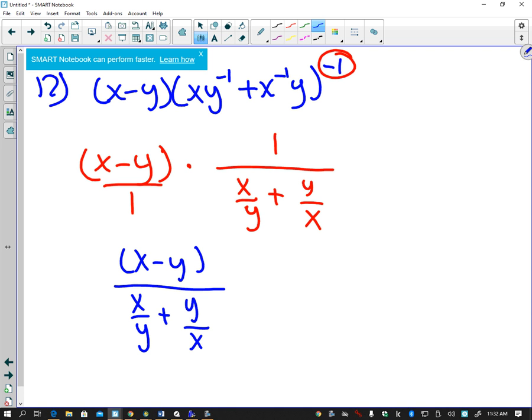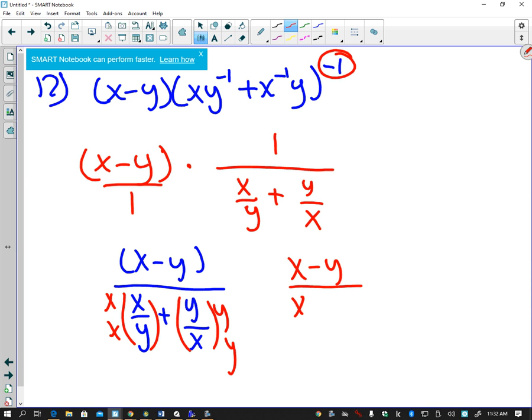So we're not quite done with it, because with this part, we are going to do like what the other guy showed, which is simplify this bottom fraction by getting common denominators. So this is going to get multiplied by x over x. This is going to get multiplied by y over y. So we have x minus y over x squared plus y squared all over xy.